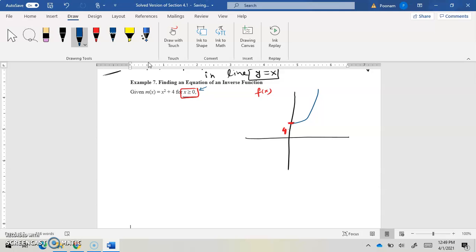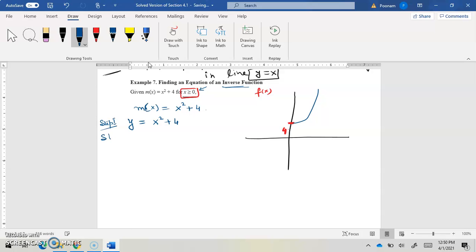So sometimes they would restrict the domain of a function to make it one to one, so we can find the inverse of the function. So we have to find the inverse of this function. Do you remember the steps? First is write y in place of the function. Step 1.